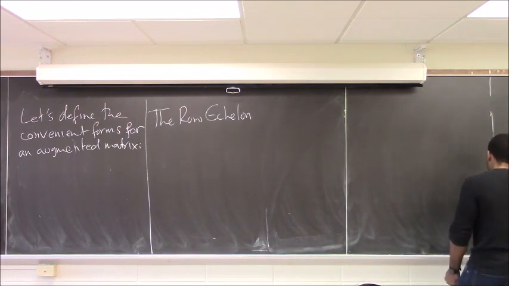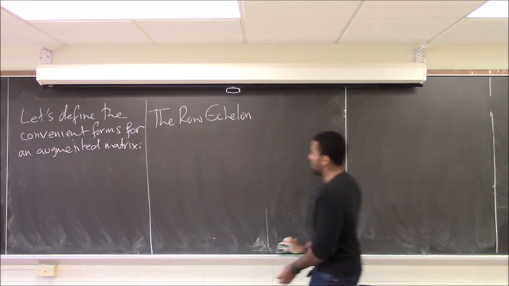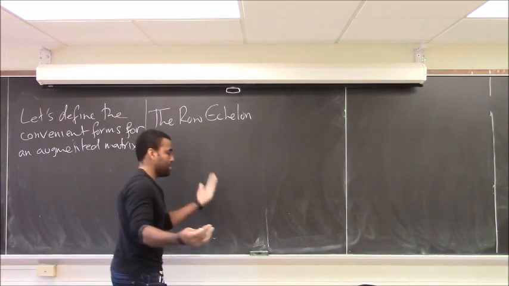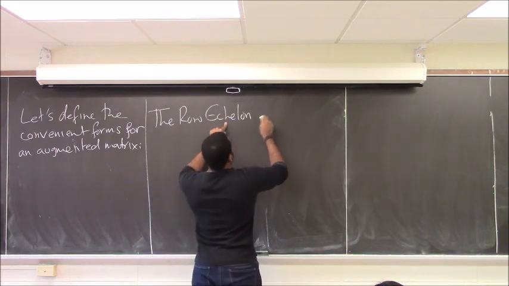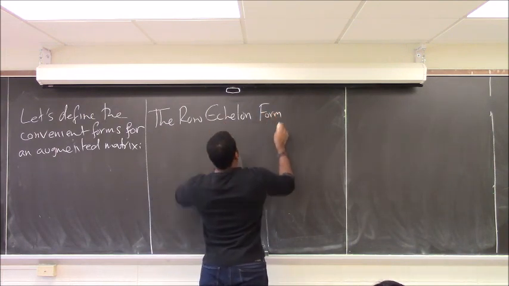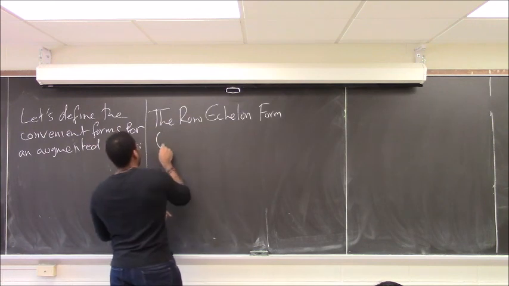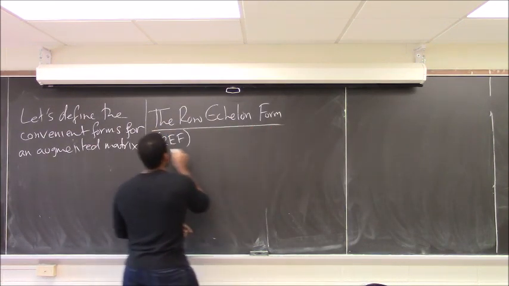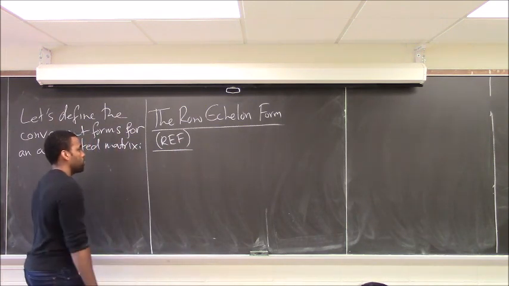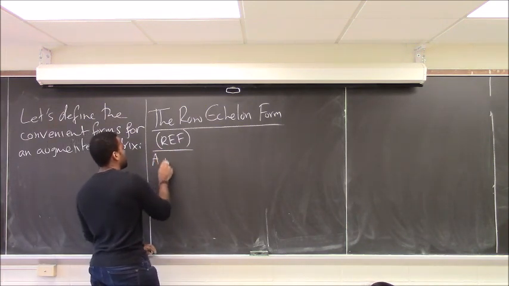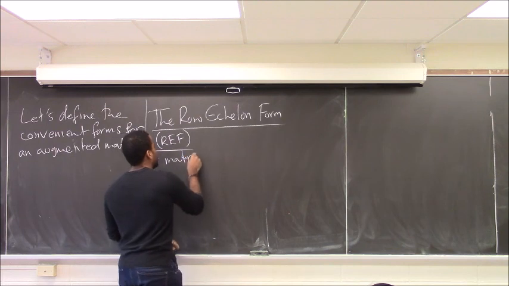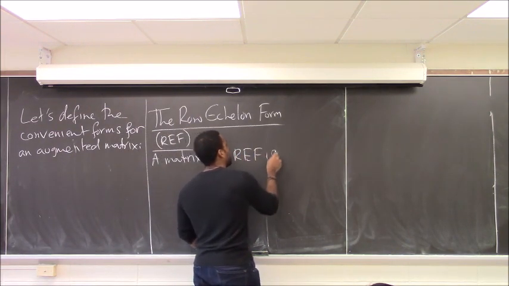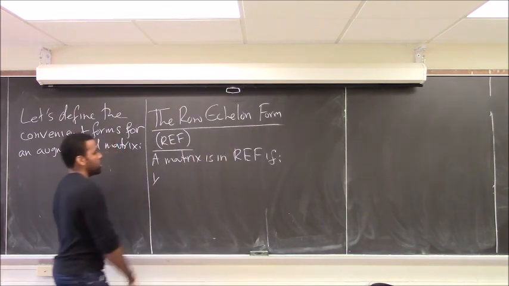I don't remember what the etymology of this word is. Probably German or Latin for something. You know, how math people are. Row Echelon Form. Whenever I'm lazy, I will abbreviate this REF. So if you see me write REF, I'm referring to this thing. A matrix is in row echelon form if a few criteria hold.